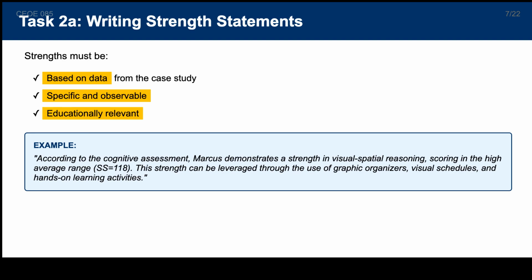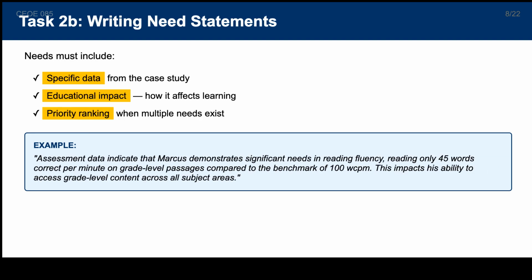Now, for needs. Every need statement must include specific data from the case study. Cite the actual numbers. Explain the educational impact. How does this need affect learning? And prioritize when there are multiple needs. Here's an example. Assessment data indicate that Marcus demonstrates significant needs in reading fluency, reading only 45 words correct per minute on grade-level passages compared to the benchmark of 100 words correct per minute. This impacts his ability to access grade-level content across all subject areas. Notice specific data, comparison to benchmark, and educational impact.